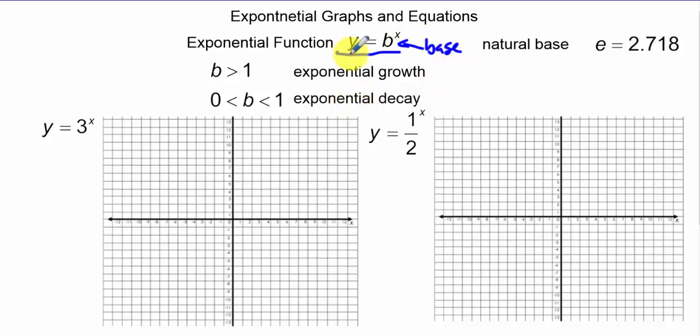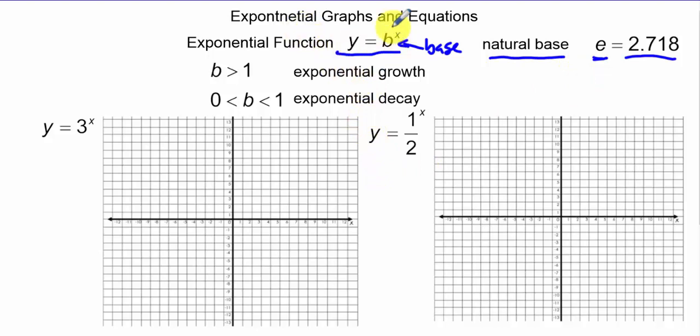Now, there's a lot of bases. We have a special one called the natural base. If you ever see an e in your problem, that is basically a constant, kind of like pi. That constant is roughly about 2.718. So just letting you know, e is the natural base.